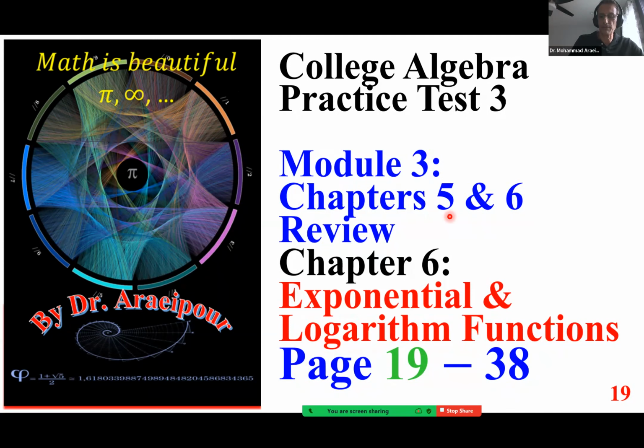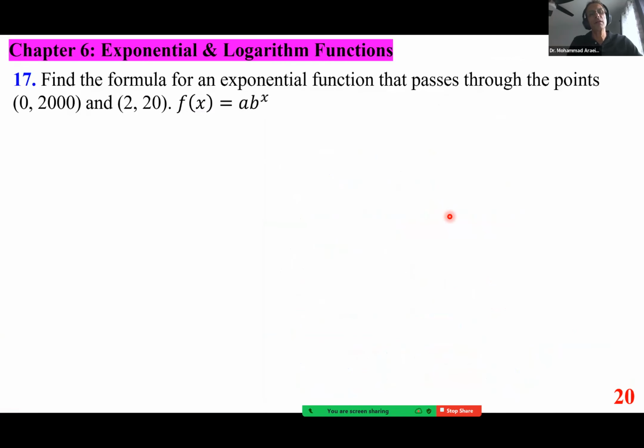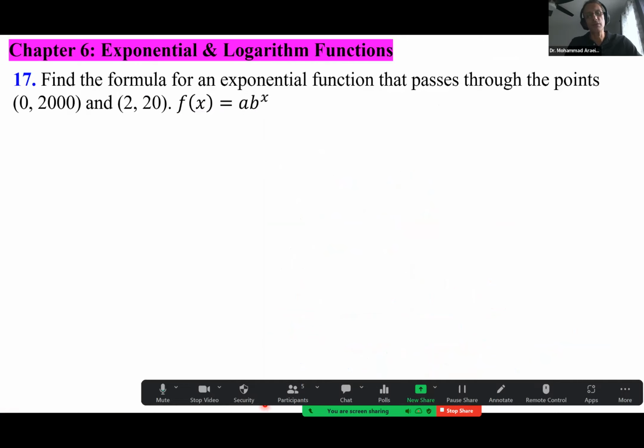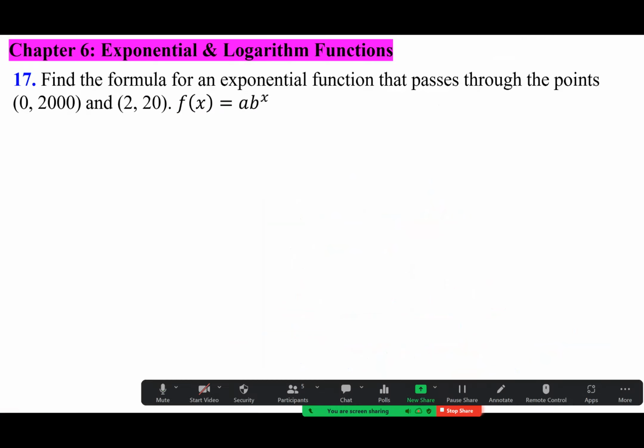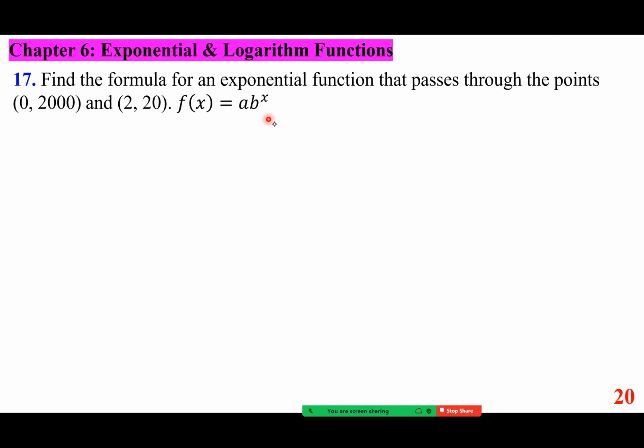Here's the practice test. So we want to find the formula for an exponential function that passes through the points given: (0, 2000), (2, 20), and f of x is in the form of a times b to the power of x. So what do we do? We plug in the pairs into the function f of x equals a times b to the power of x.